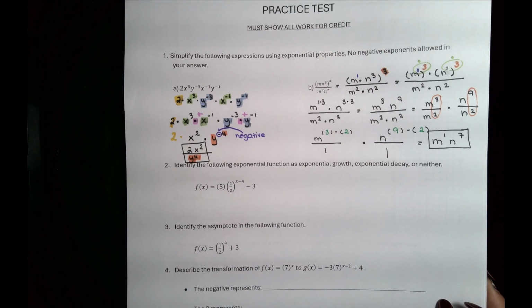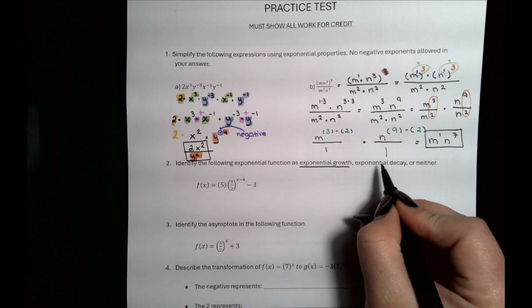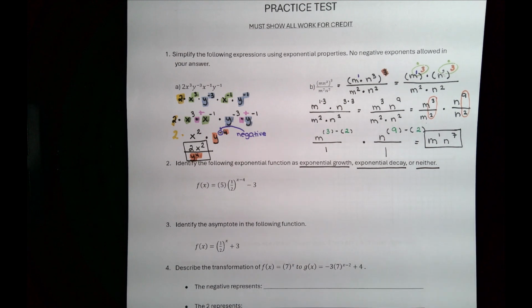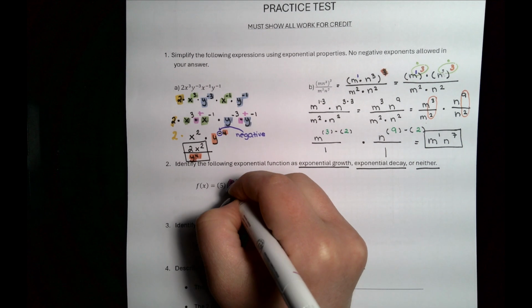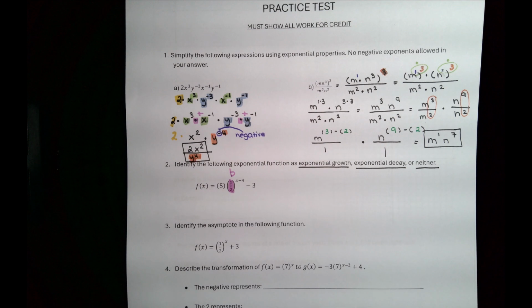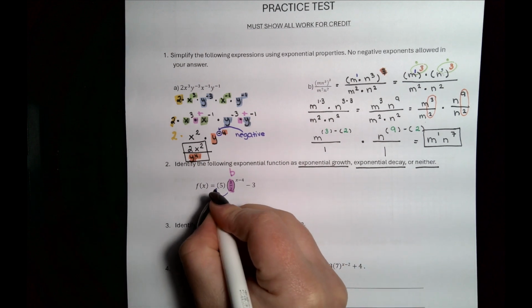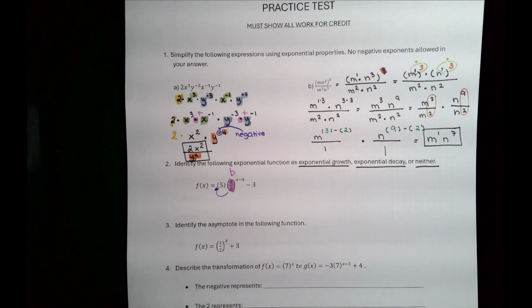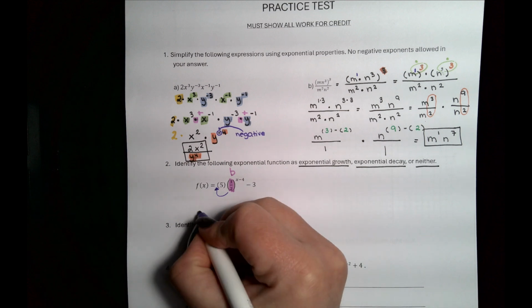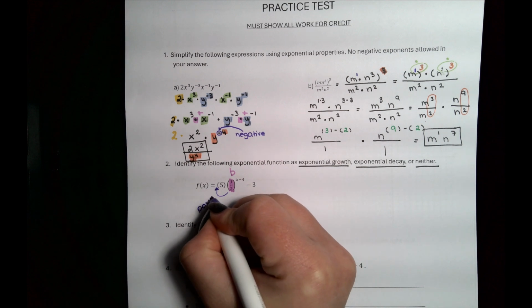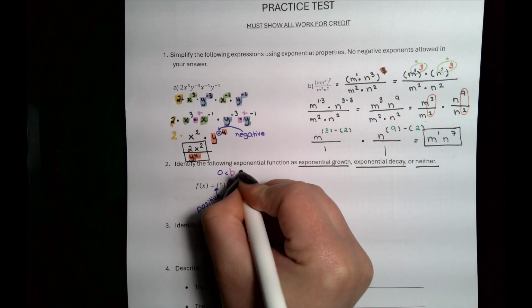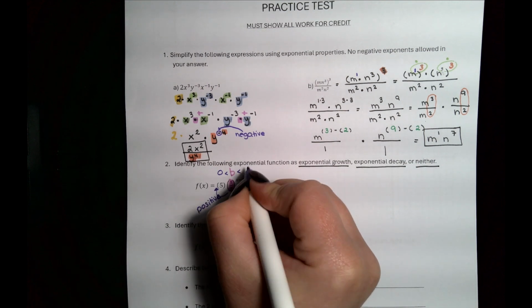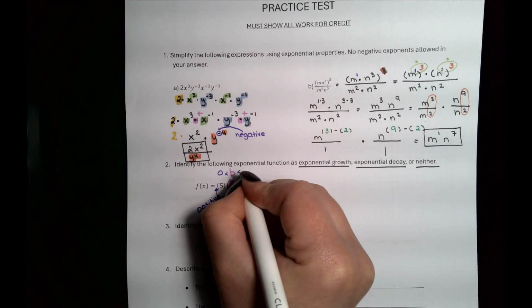Identify the following exponential function as exponential growth, exponential decay, or neither. When we are looking for exponential growth, decay, or neither in an equation, I'm going to take a look at our b value, and we're going to take a look at the a value. Now, what we want to know from a, is it positive or negative? Since it is positive, then b is now what determines if this is a growth versus a decay.